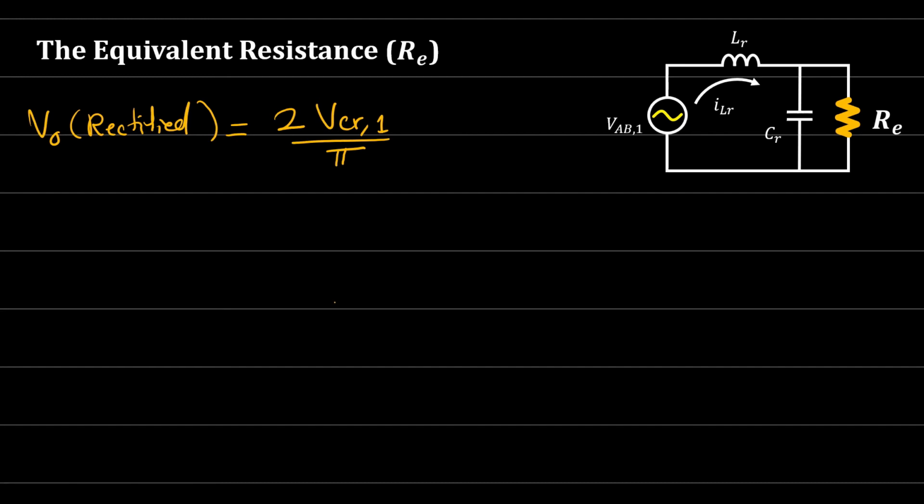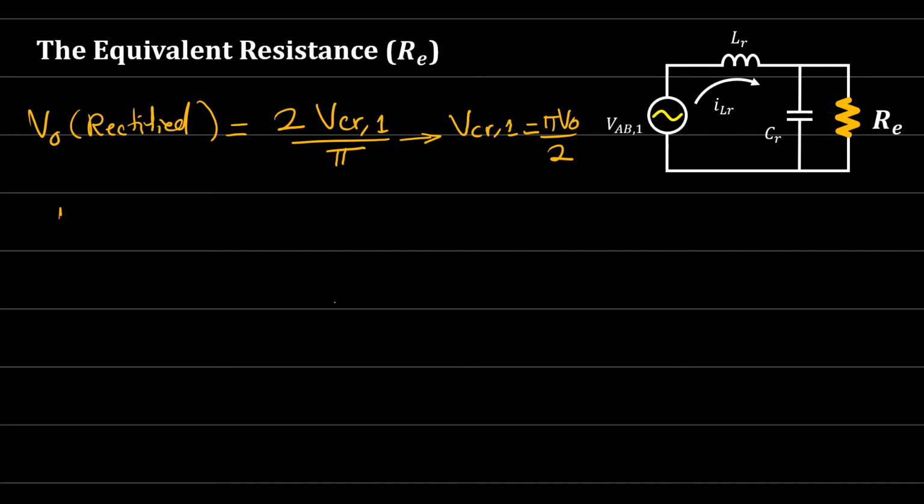And from this we can say that VCR, the first harmonic, is equal to pi V out over 2. So the rectified output voltage is equal to VCR, the first harmonic, over pi, and from this we can find VCR, the first harmonic.